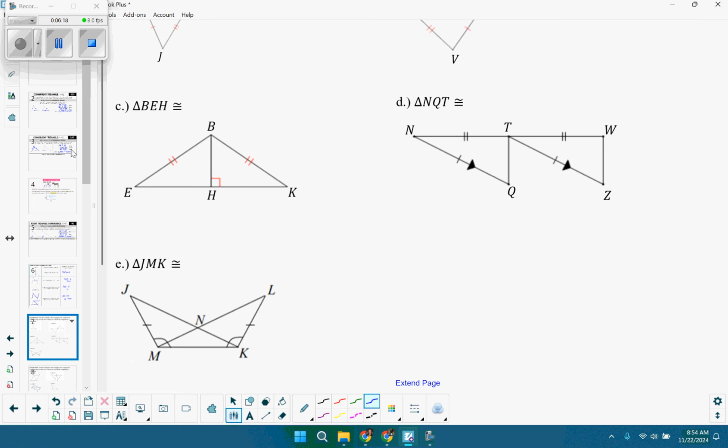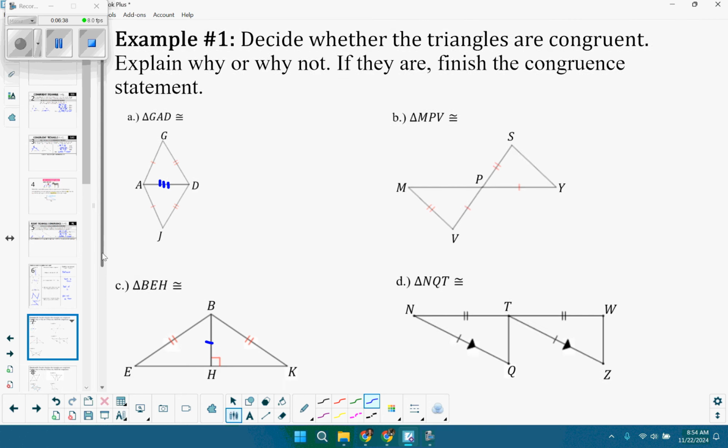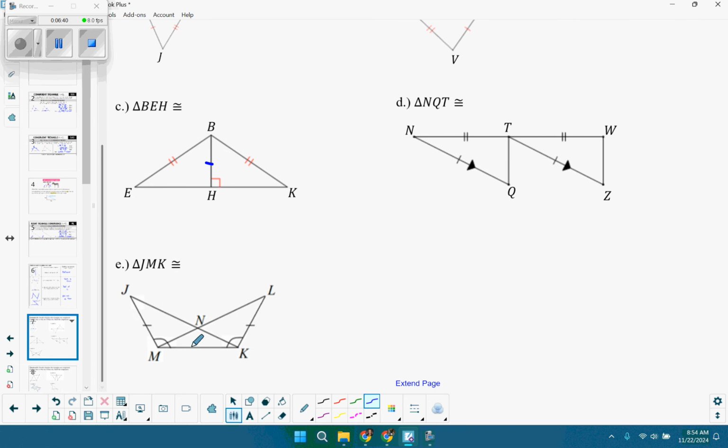And that's always going to be my first step when I go to decide if triangles are congruent. So that is what I'm doing here. Example 1, decide whether the triangles are congruent, explain why or why not. If they are, finish the congruent statement. So I'm right away going to mark a shared side in this picture. I can mark a shared side in this picture, and I have a shared side down here, MK, in the third picture.